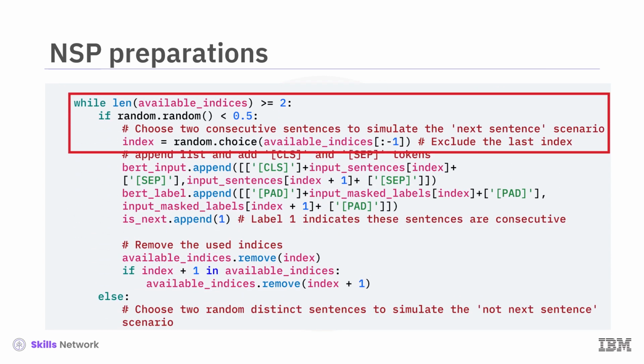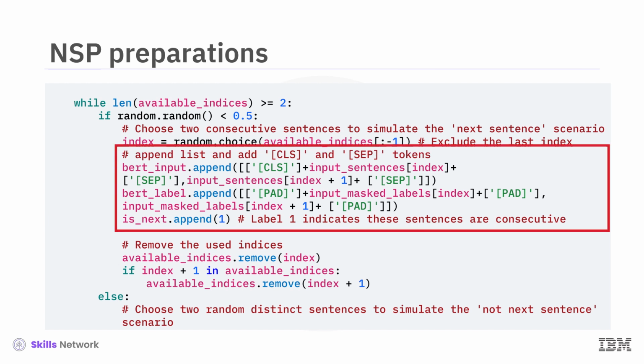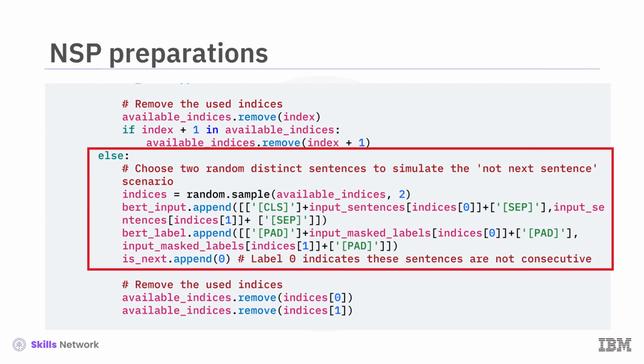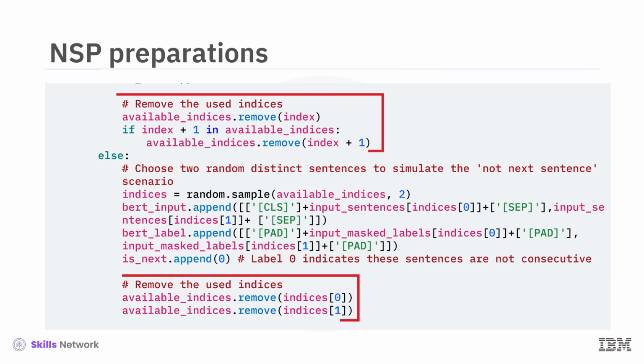Using a while loop, the function generates sentence pairs until there are at least 2 available indices remaining. It randomly selects whether to create a next sentence scenario or a not next sentence scenario. For the next sentence scenario, it selects 2 consecutive sentences, appends them with CLS and SEP tokens, and assigns the corresponding labels and a 1 as the isNext label. For the not next sentence scenario, it selects 2 random distinct sentences, appends them with CLS and SEP tokens, and assigns the corresponding labels and a 0 as the isNext label. After processing each pair, the used indices are removed from the available indices list.